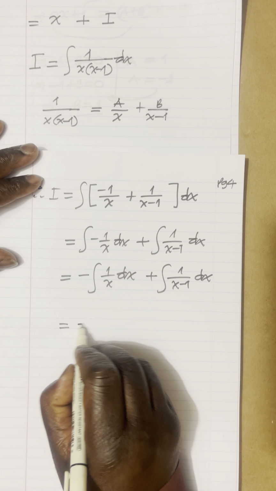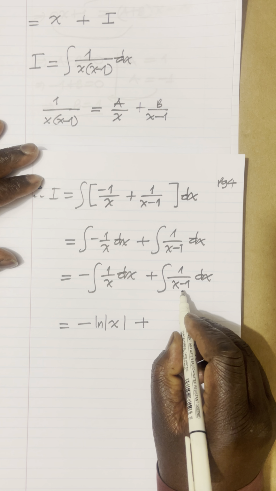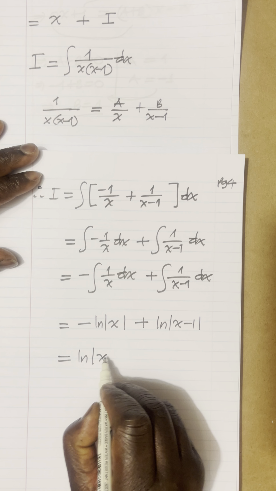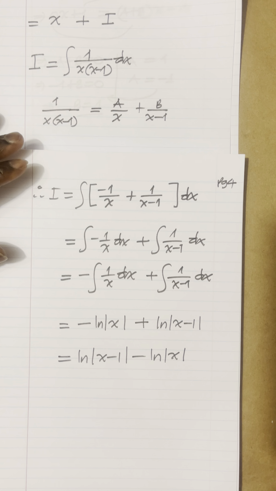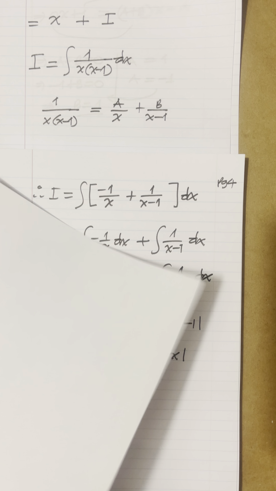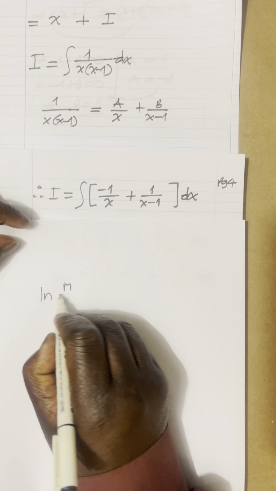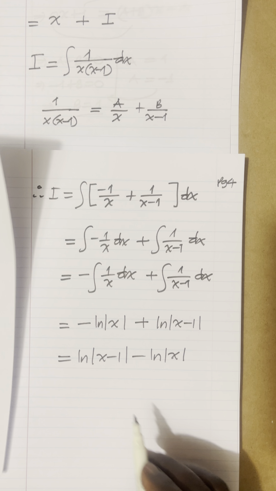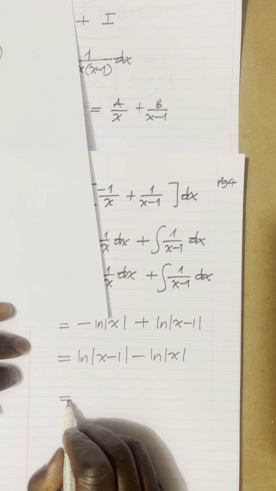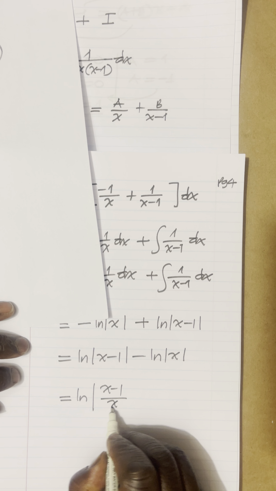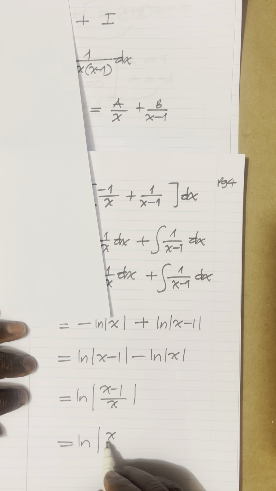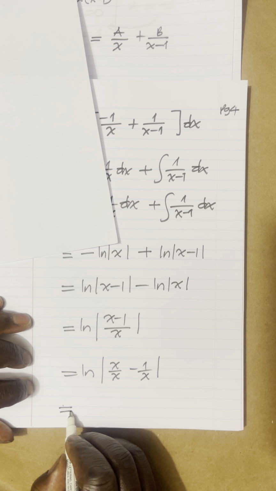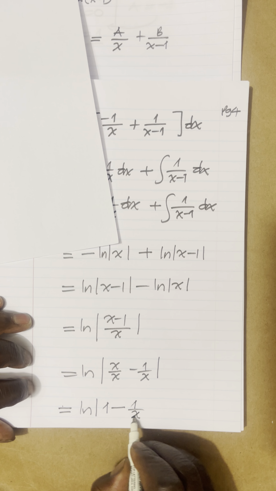The integral of 1 over x is natural log of x. The integral of 1 over x minus 1 is natural log of x minus 1. Let me write the positive term first. This is natural log of x minus 1 minus natural log of x. Using this law of logs, basically saying the natural log of m over n equals natural log of m minus natural log of n. This form here is this form that you see here. So I can divide now to get this part here. So this is the same as natural log of x minus 1 all over x, which simplifies to natural log of 1 minus 1 over x. I'm going to leave it in this form.